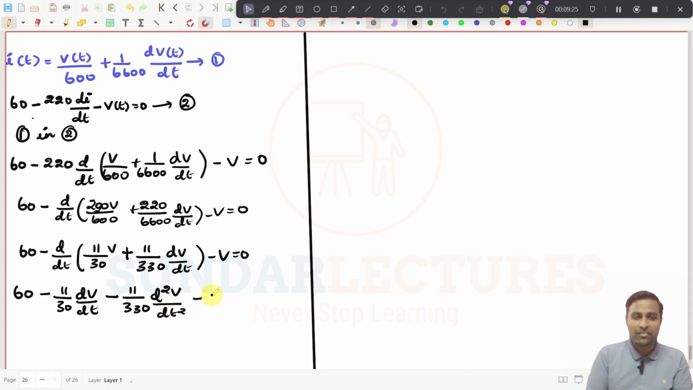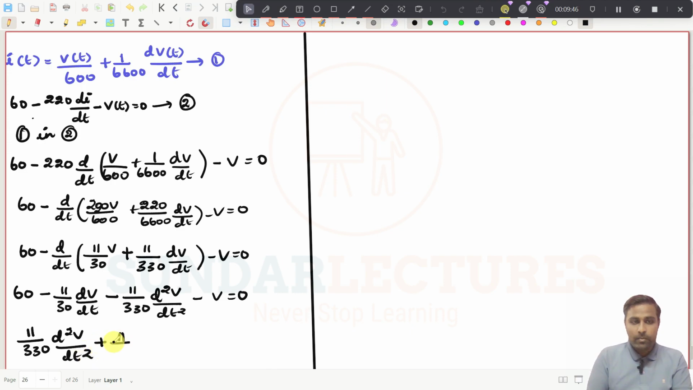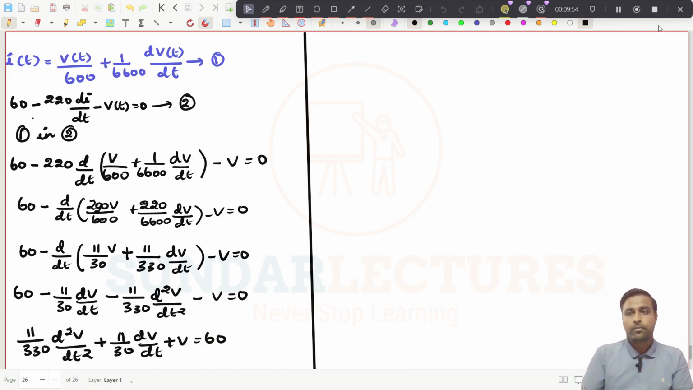This is a second order differential equation, right? This is V of t, that should be equal to 0. And if I rearrange this one, finally I will get it like this. If I bring everything to the other side, it will be 11 by 330 d square V by dt square, and then plus 11 by 30 dV by dt plus V, and that should be equal to 60.